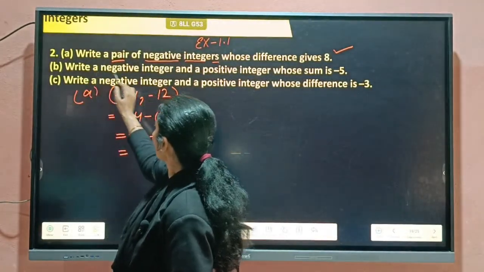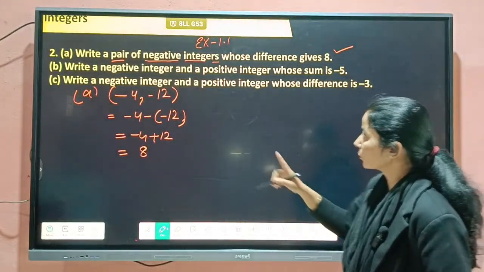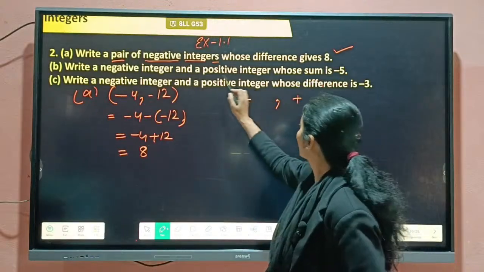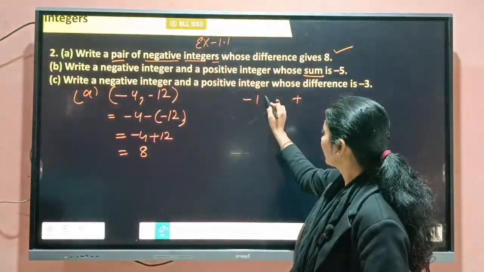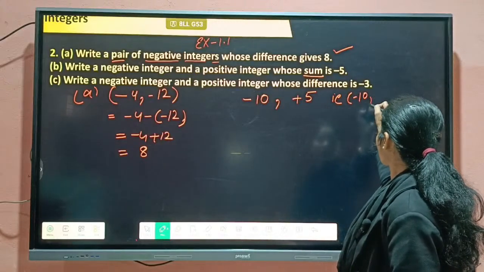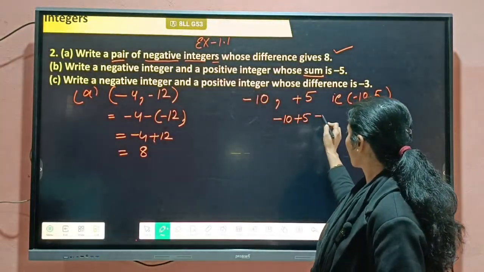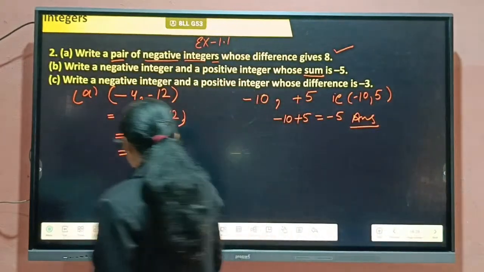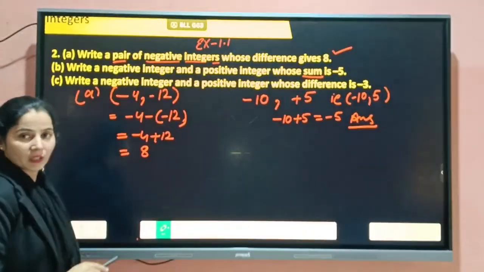What is the B part? Write down a negative integer and a positive integer whose sum is minus 5. We need to write one negative and one positive integer whose sum is minus 5. If I write minus 10 and 5, this is one such pair. If I add these two integers, then I will get the answer minus 5. Similarly, for this condition also, many more pairs will exist whose sum will be minus 5.